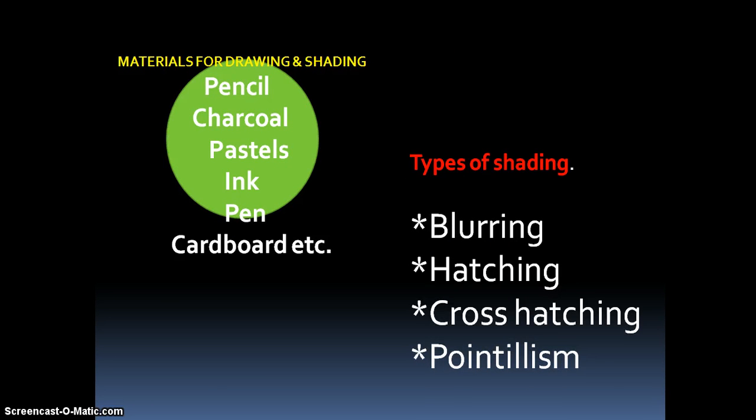Okay, like we've said, we've seen the materials that we can use for drawing, which include the pencils, pastels, charcoal, ink, pen, cardboard, and so on and so forth. And we have the various types of shading methods or techniques: the blurring, the hatching, the cross-hatching, pointillism techniques. You are free to use one or several of these techniques.